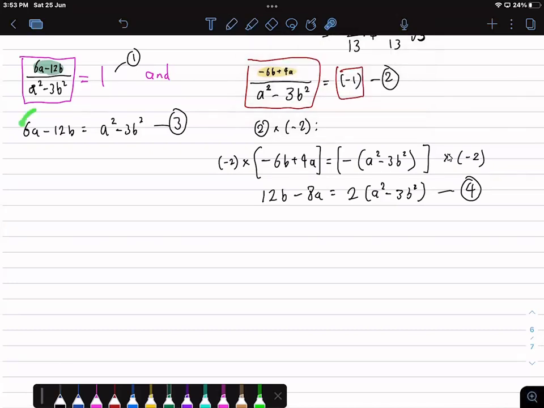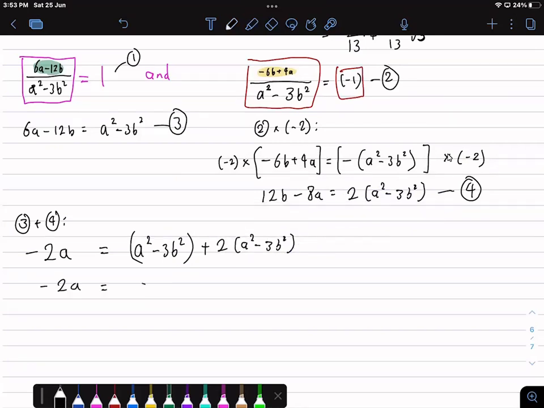Okay, so this is equation 3 and 4. What do you notice after I multiply by -2? Here I've got minus 12b, here positive 12b. I can add them together. Okay, plus 4. What happens? 6a minus 12b, 12b minus 8a, the 12b cancel off, left with 6a plus negative 8a, which is negative 2a on the left-hand side. And the right-hand side, I'll just add them manually. I'll just write it out step by step. Okay, add them like this.